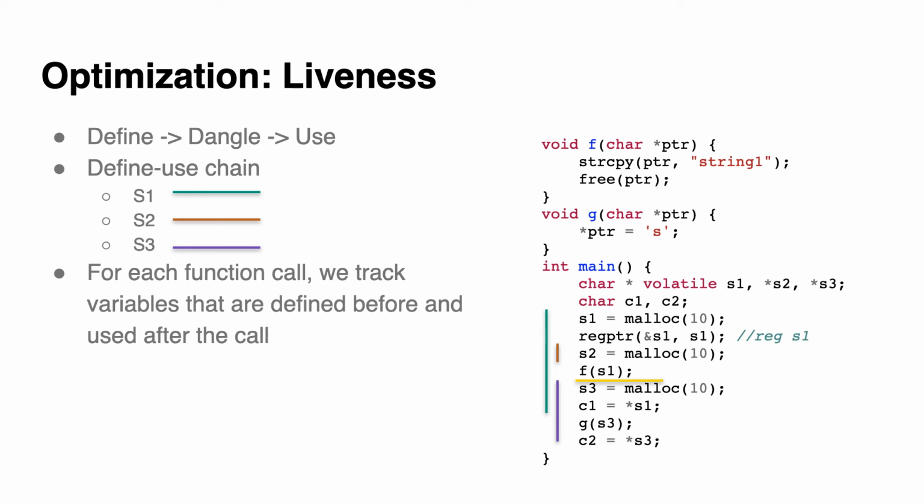Therefore, for each function call, we only need to track variables that are defined before and used after the call. In this example, only variable S1 needs to be set as volatile because the function call to f lies within its define-use chain.